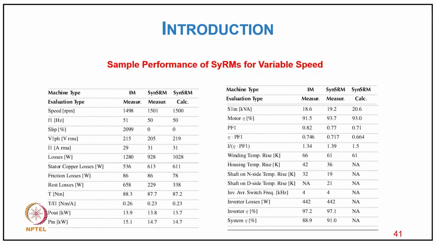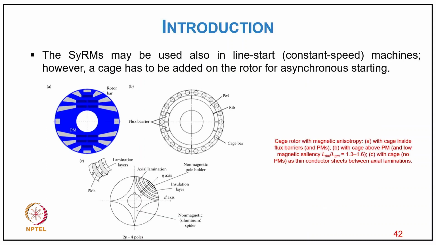These are sample performances of synchronous reluctance motors for variable speed, for different rating motors and different speeds, also compared to an induction motor. So the induction motor is measured and the synchronous reluctance motor is calculated. It certainly has a little larger current, but much lower losses. As you can see, losses go from 1280 to 928 watts, typically in a motor of 13.8 kilowatts or so.